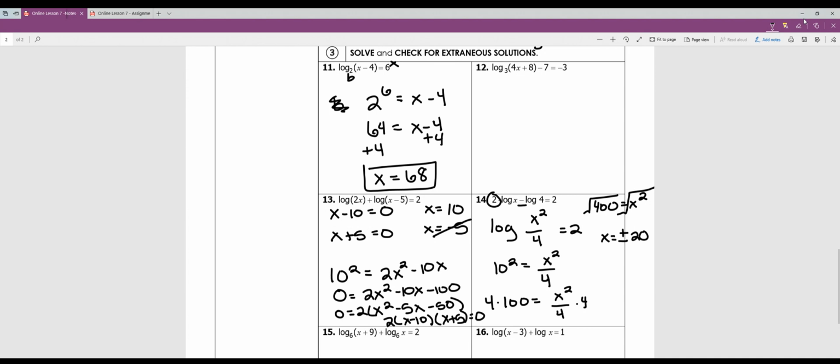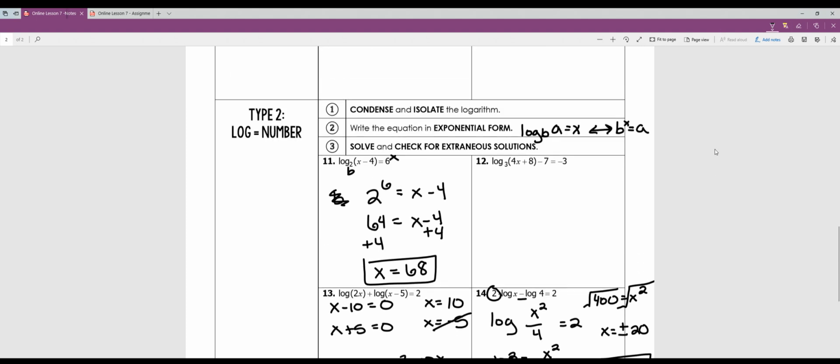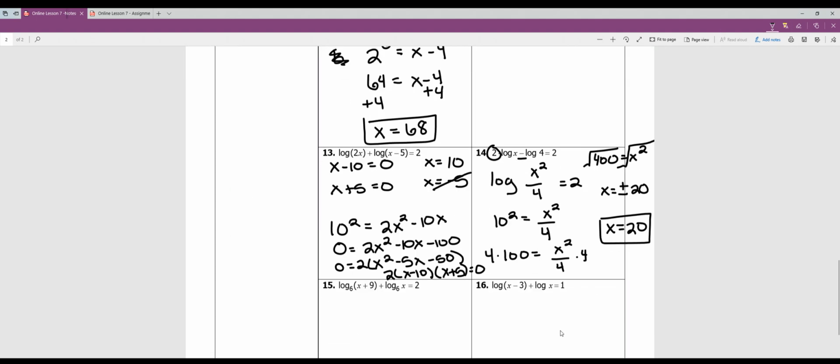So now to check for my extraneous solutions, I have to plug in plus 20 for x, and that would give me a positive number. But if I plugged in negative 20 for x, that would give me a negative in my log, and we can't have that. So my only solution is x equals positive 20. And that is solving type 2 of our exponential equations, where a log is equal to a number.